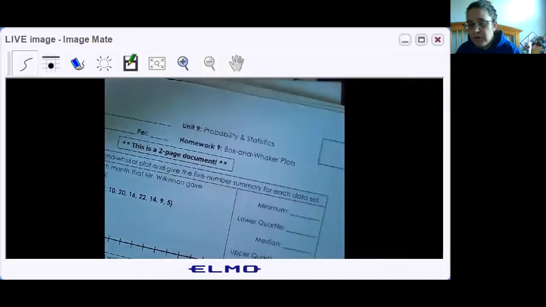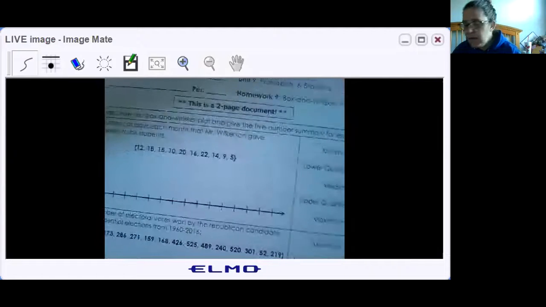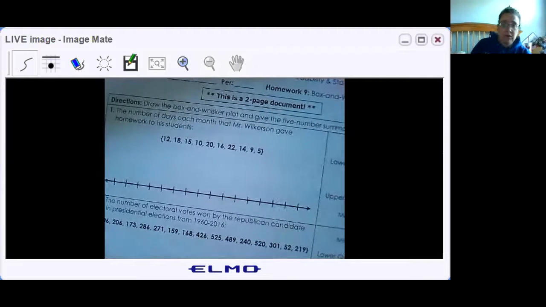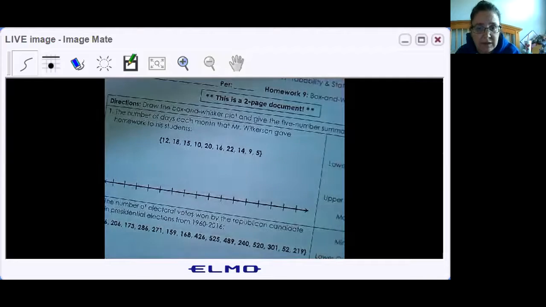And so now first we're going to review the stuff we did in the last meeting. So here's my information, and I need to make a box and whisker plot. The first thing I'm going to do is take this information and put it in order from least to greatest, from smallest to biggest.